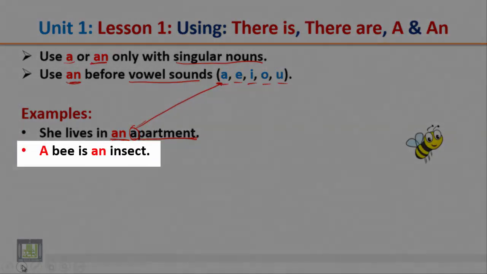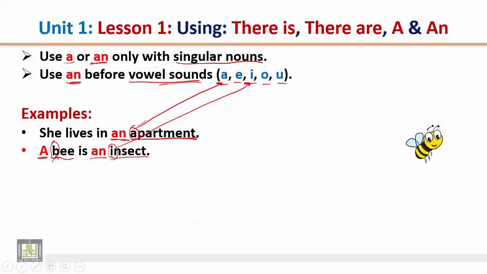Another example: a bee is an insect. Notice here that the word bee is singular. It starts with a consonant. This is a consonant, not a vowel sound. So we use a before the word bee. But the word insect starts with a vowel sound, I. So we use an before the word insect.